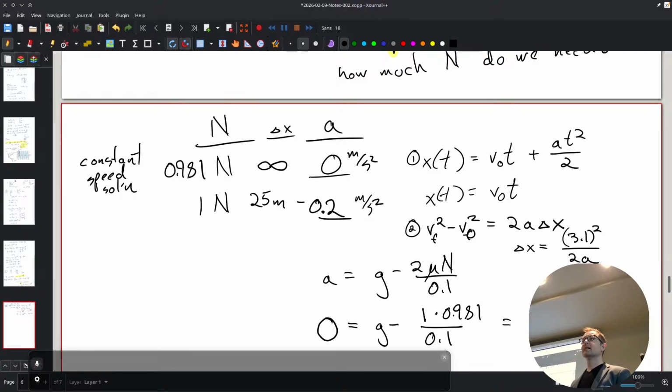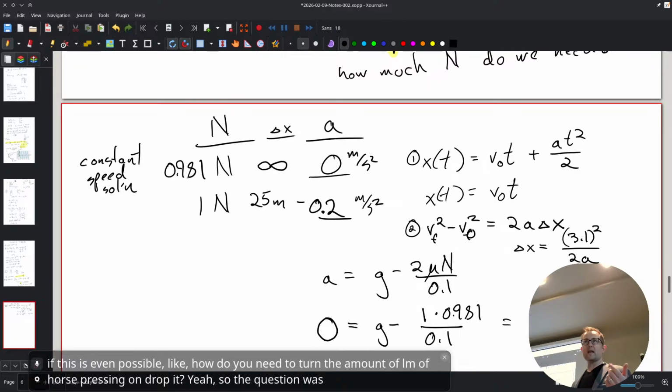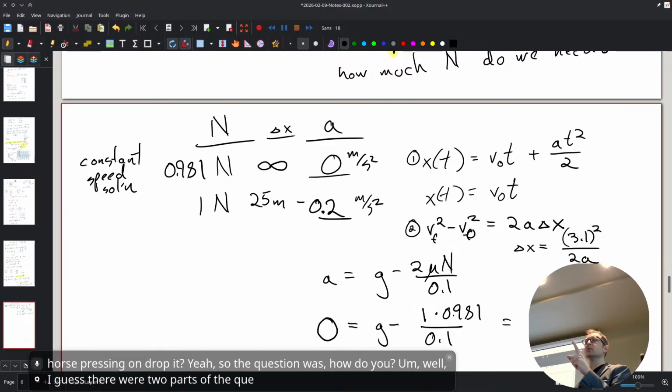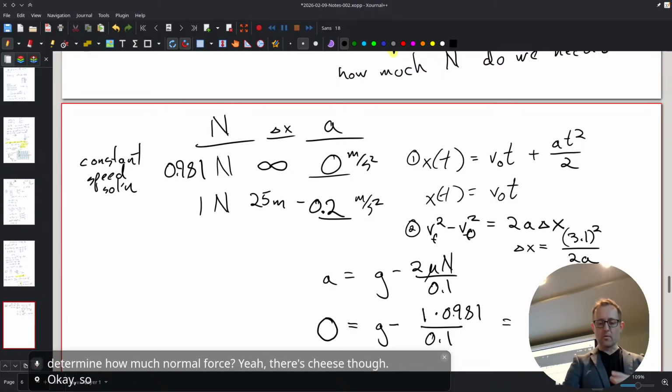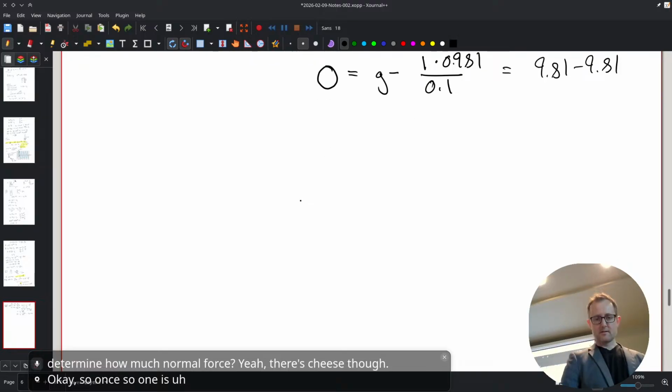Have we yet to answer the question if this is even possible? How do you determine the amount of normal force pressing on a cube dropping? Yeah, so the question was how do you, well, I guess there were 2 parts to the question. One was how do you determine how much normal force? Yeah, you just change the width. How does that work? Okay, so one is how do we determine what the normal force is?